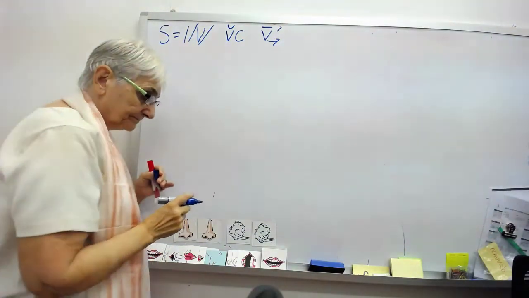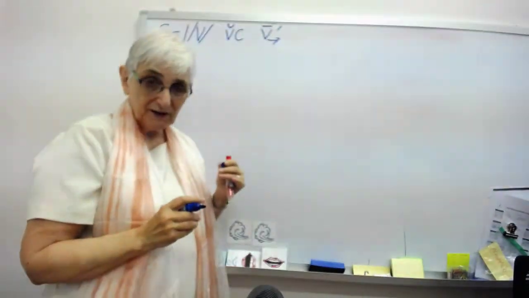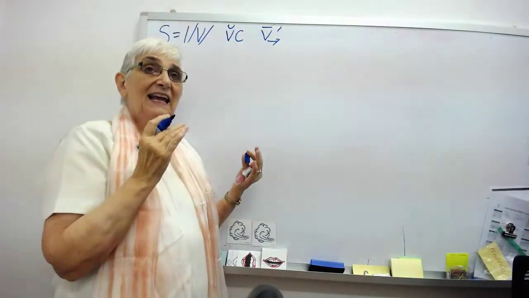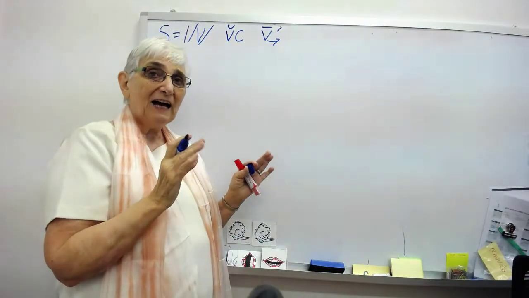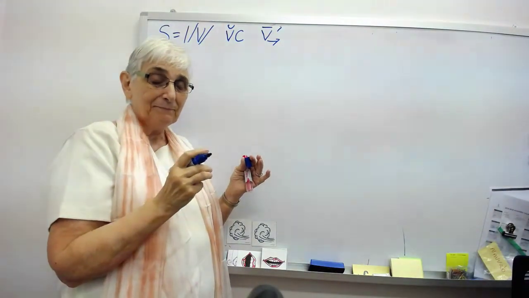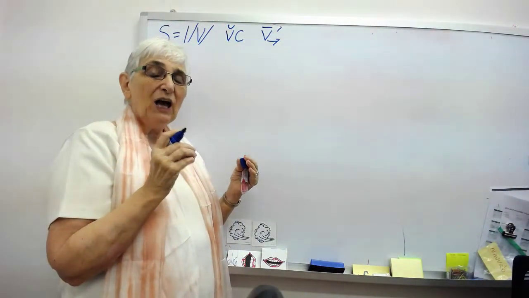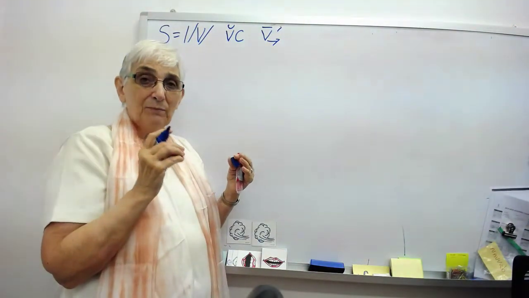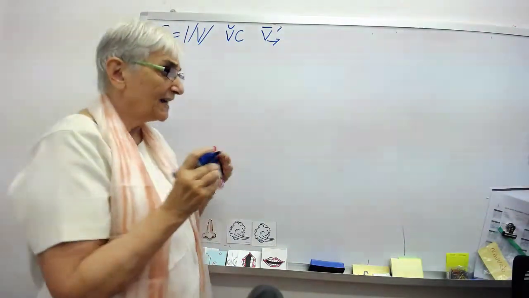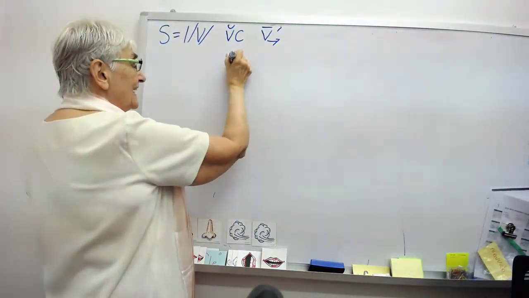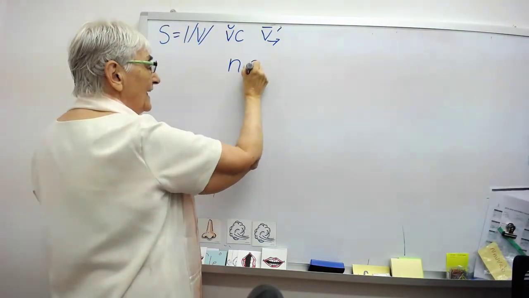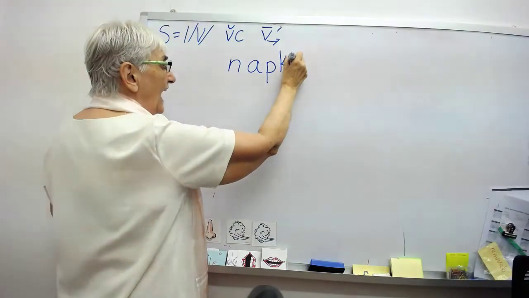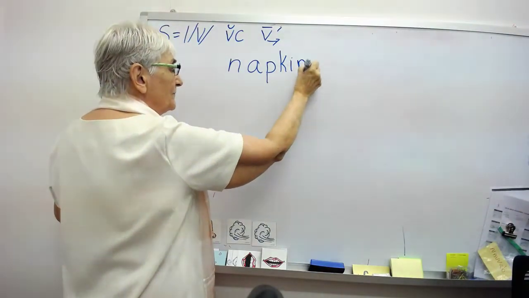All right. Now, words that come to us originally from the English language oftentimes have two syllables in them. And we have a special way we look at them to be able to decide how we break the word. So let me write a word on the board. N, A, P, K, I, N.